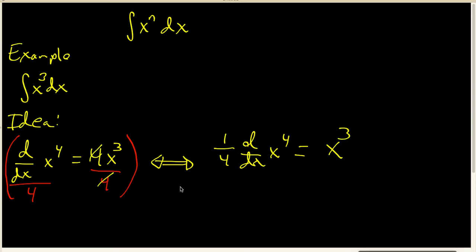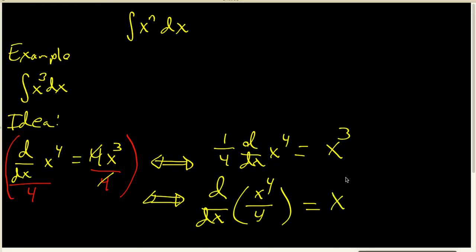Now, there's something else that is very important, too. Constants like this 1/4 are allowed to go back and forth across the derivative operator, so the equation that we're looking at can also be written as: take the derivative of x to the fourth divided by 4, and that will be equal to x cubed. And let me clean up my handwriting just a little.